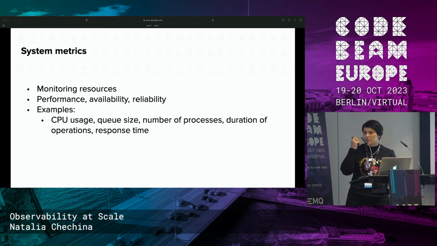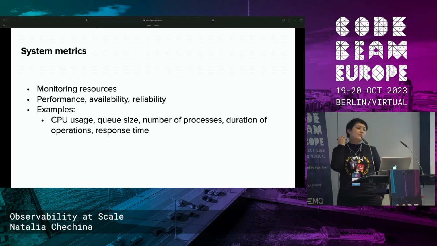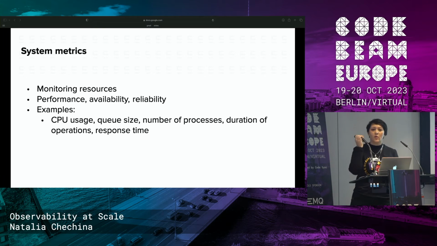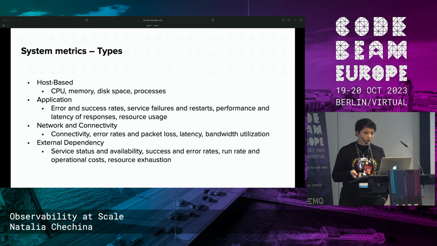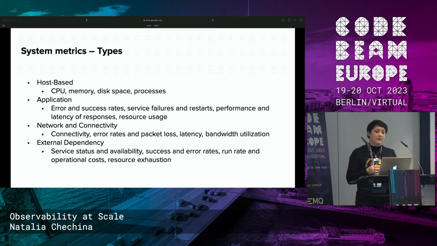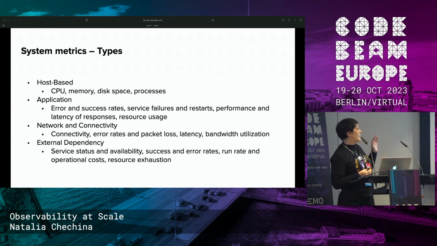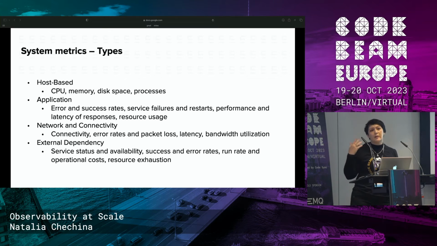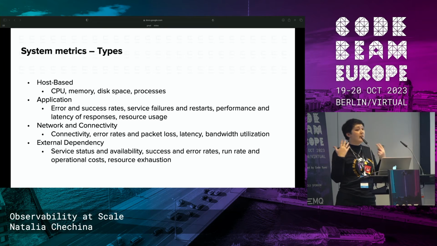System metrics are the ones that developers are interested in, right? That's monitoring resources, so CPU, queues, number of messages, all that information that is of interest to us. When we talk about that, it's better to consider whether you cover all sorts of metrics on different levels. For example, host-based metrics: CPU, memory, disk space. And actually, if you use Prometheus, these kinds of metrics are already incorporated. The only thing you need to do is connect to Prometheus, and you will see that all those metrics are there. You don't even need to add them.